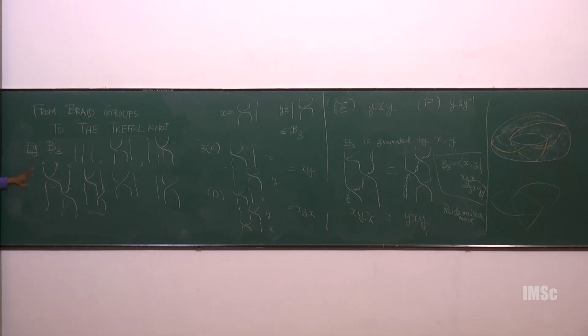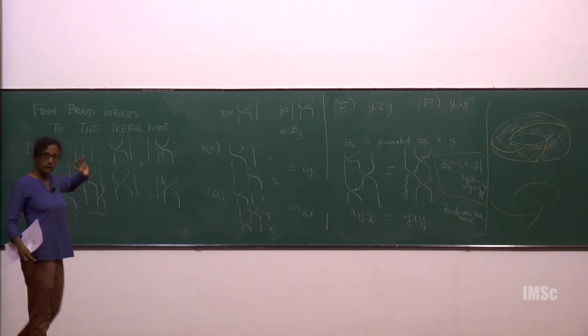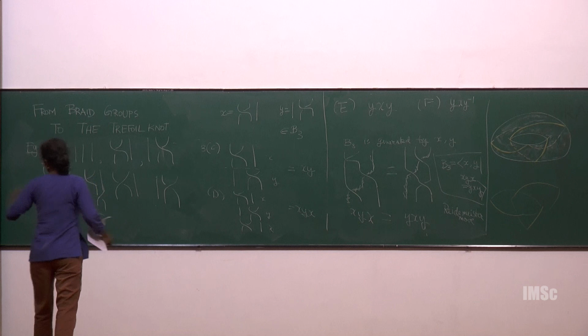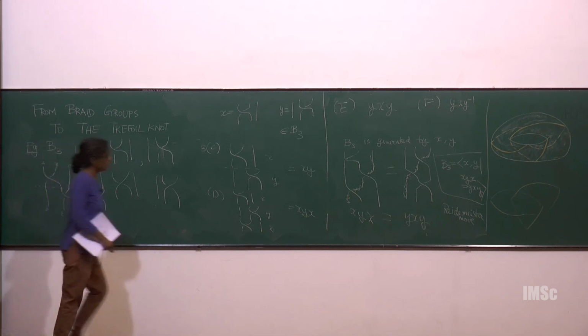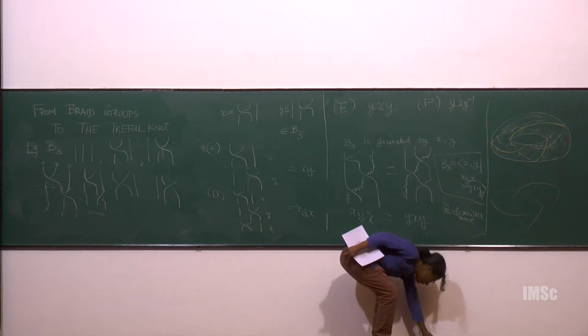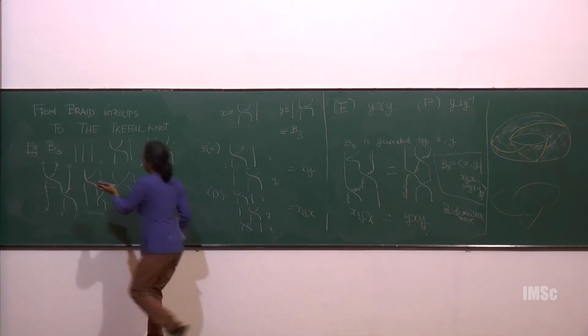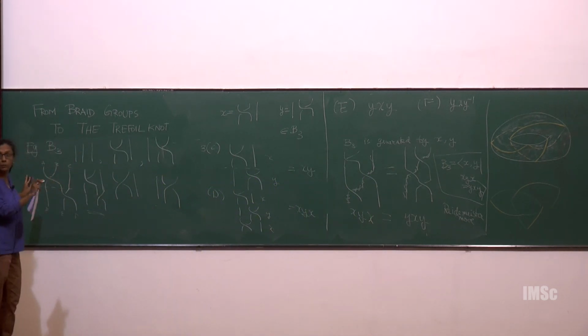In fact, using this technique, we can write down any braid group. So let me just do B4. But first, any questions about B3?